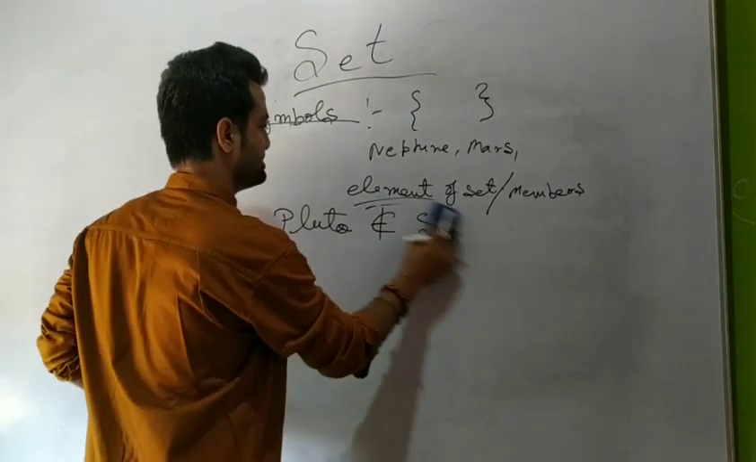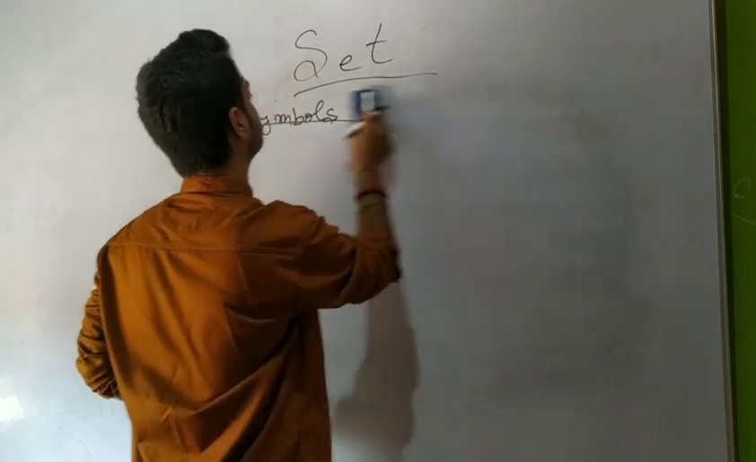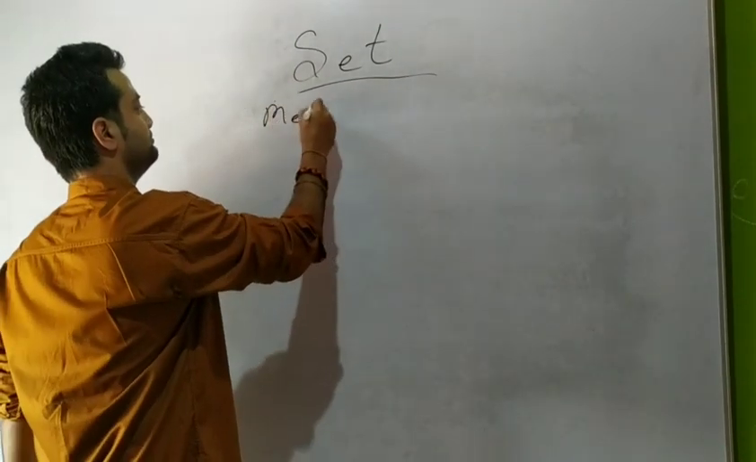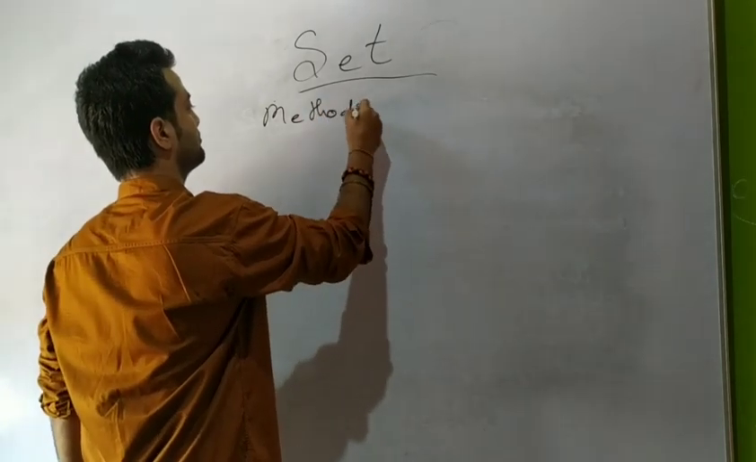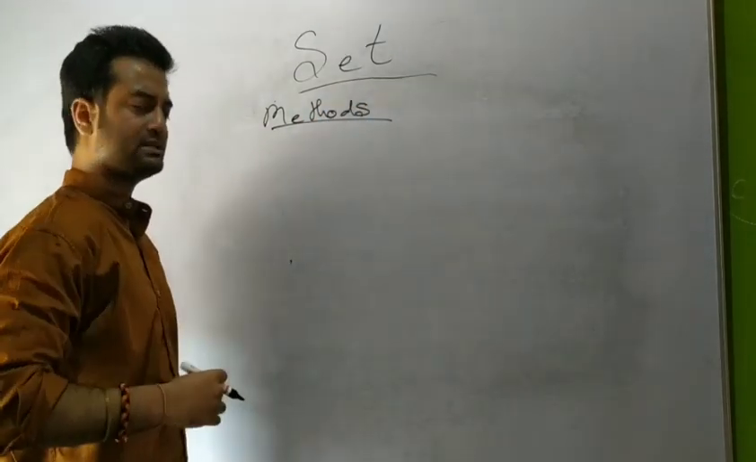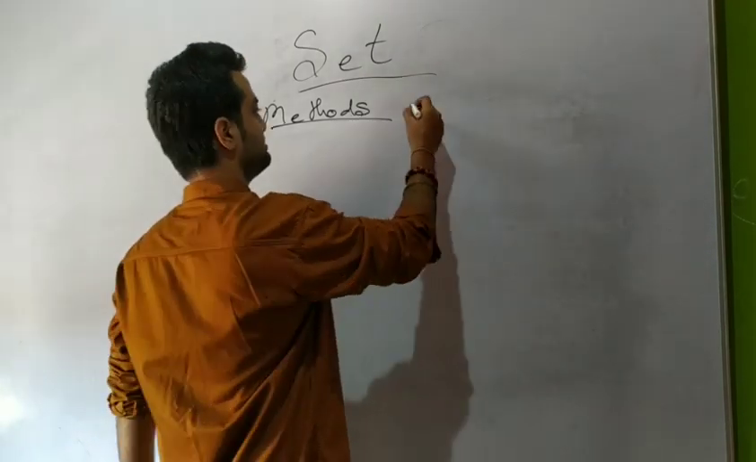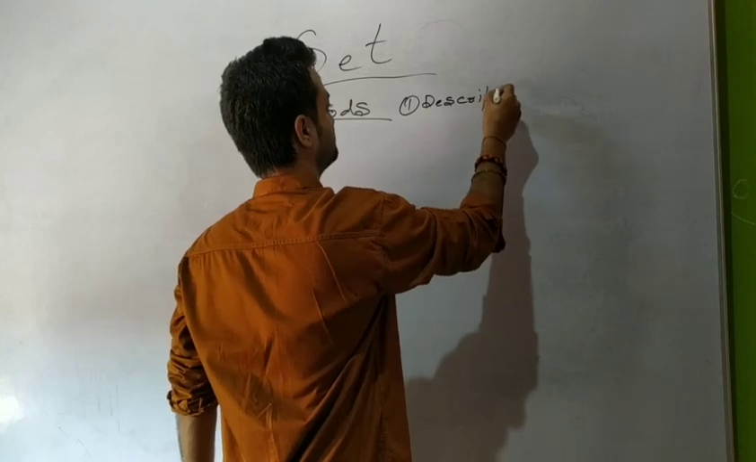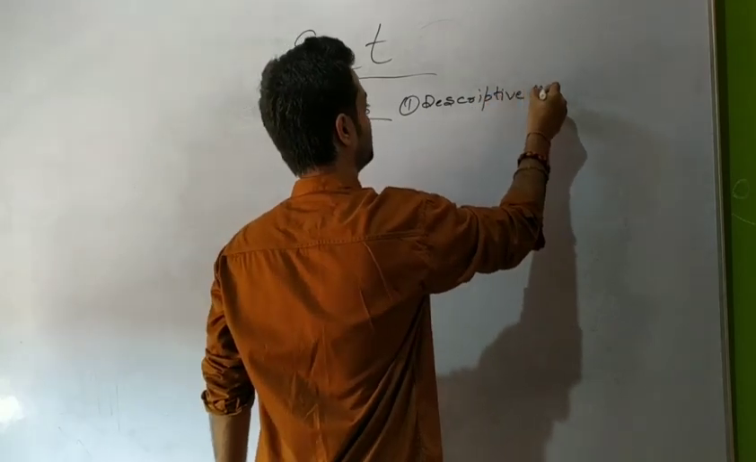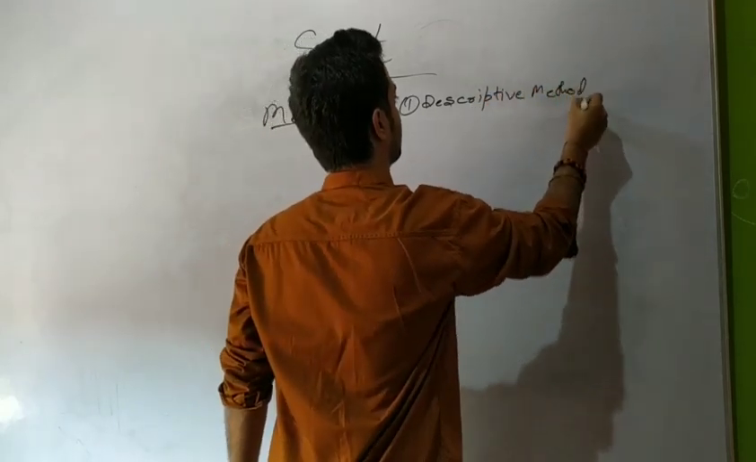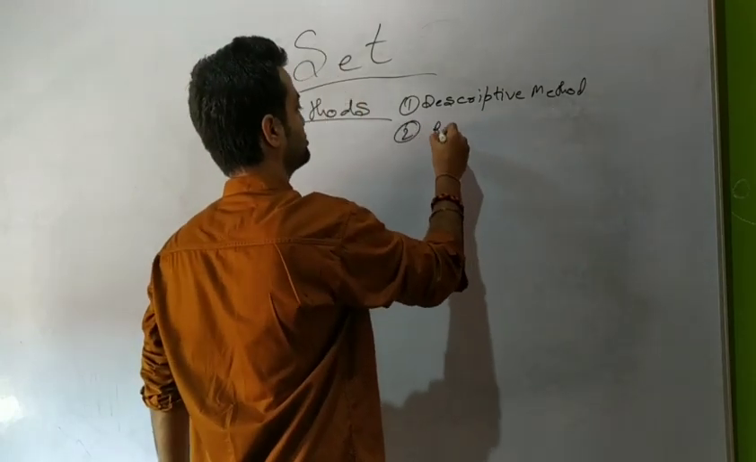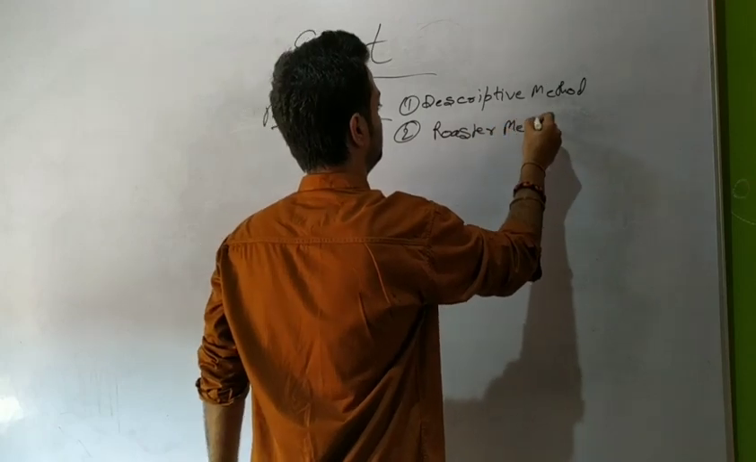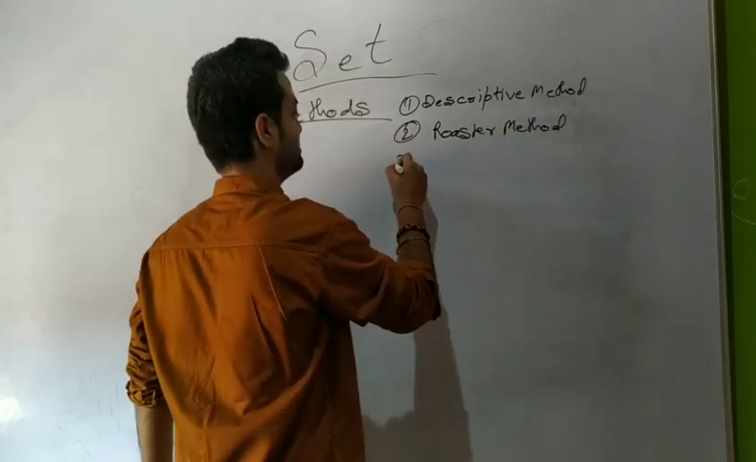Now we will talk about the methods of representation of sets. There are basically three methods to represent any set. First is the descriptive method. Second is the roster method. And third is the set builder method.